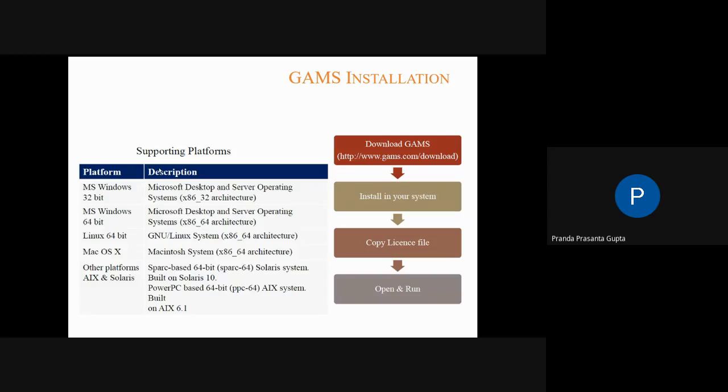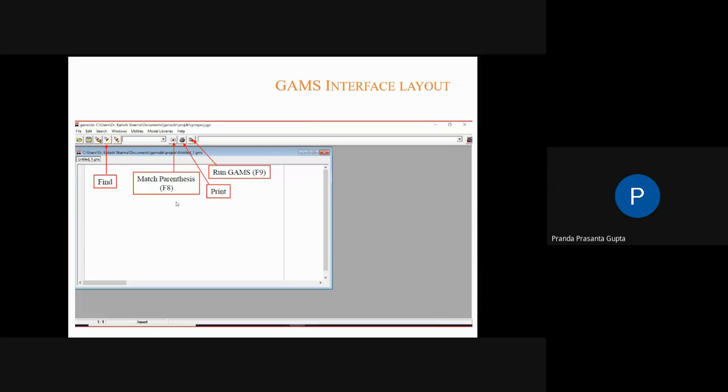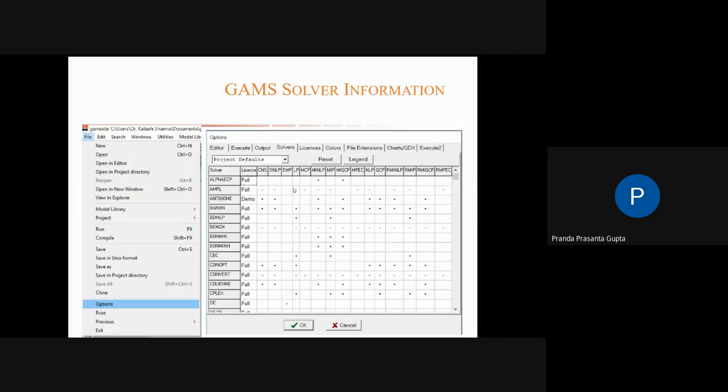Now these are the pictures of when we open the file. These are the find options, the match partners, the print, and the run GAMS. If you run GAMS, then the output will appear. So when we open GAMS, this file will open. This is the file picture, and you have to write the program: what the objective function is, what sets and variables we have. So this is the opening of the GAMS interface layout.